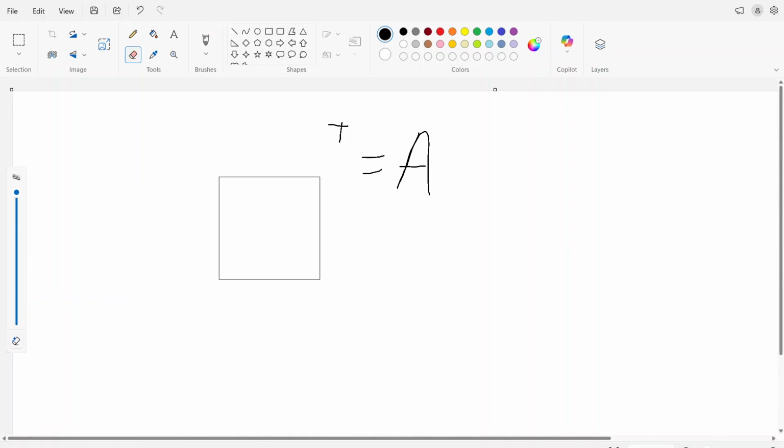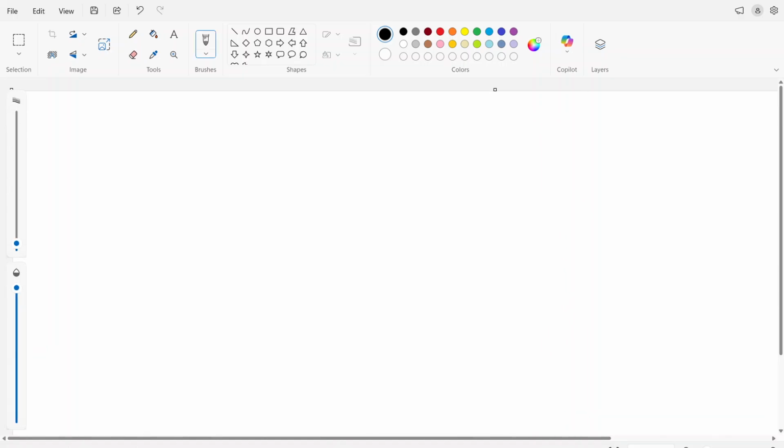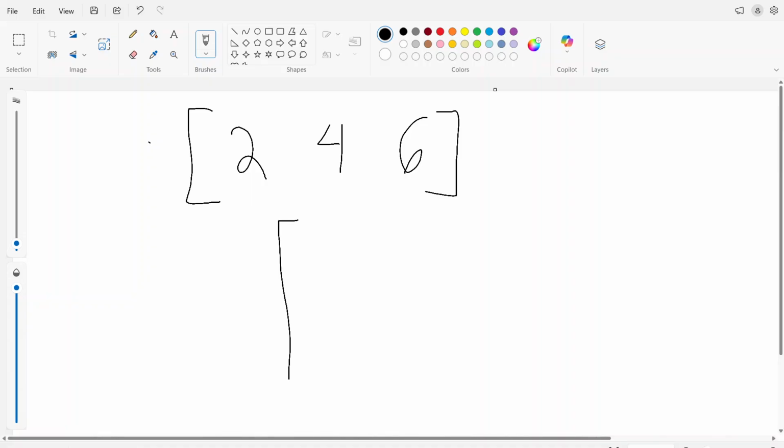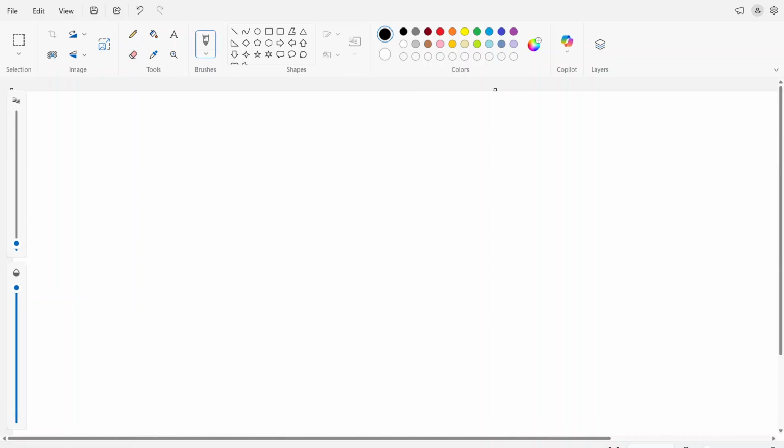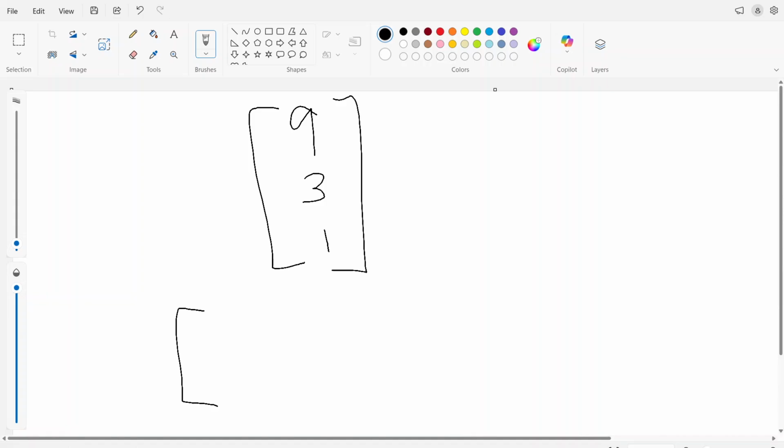The ninth thing I want to talk about is the transpose of a row vector. Suppose we have this matrix, [2, 4, 6]. This is just one row. After transposing, it becomes the column 2, 4, 6. So it becomes one column. The 10th thing is the transpose of a column vector. If our original is the column 9, 3, 1, the transpose will be the row [9, 3, 1], like this. So that's the transpose of a column vector.